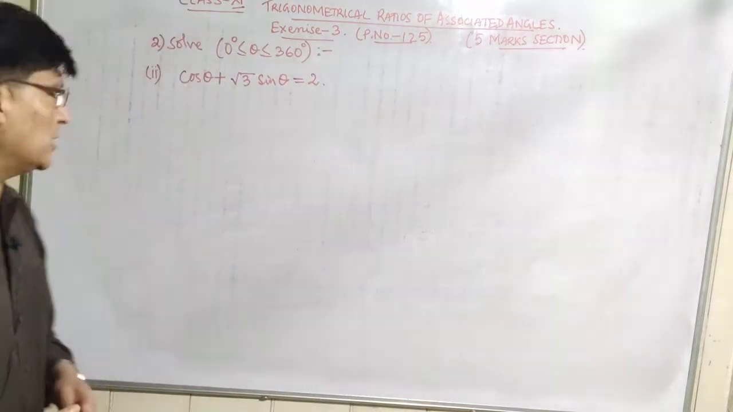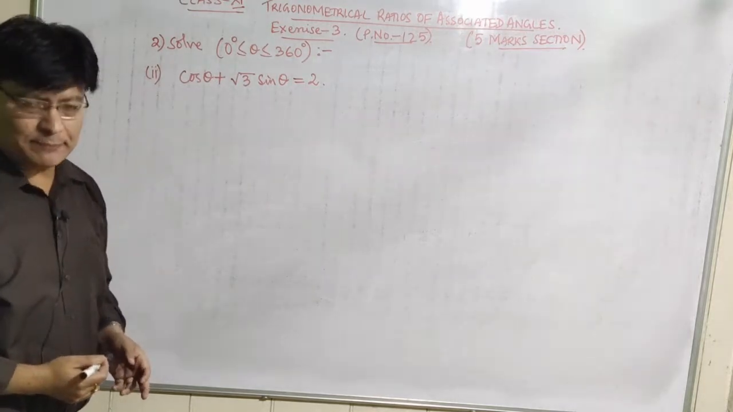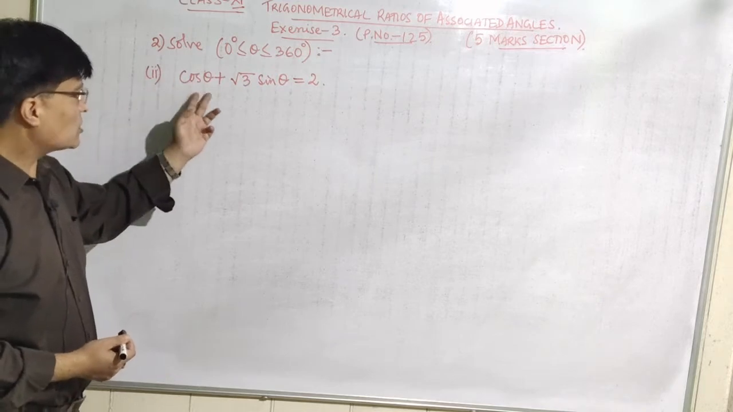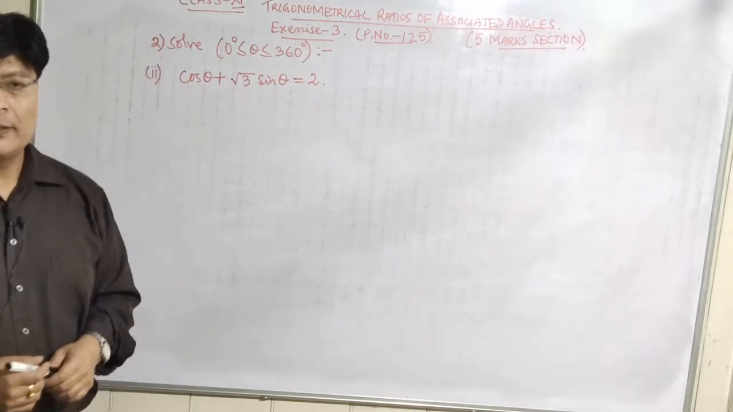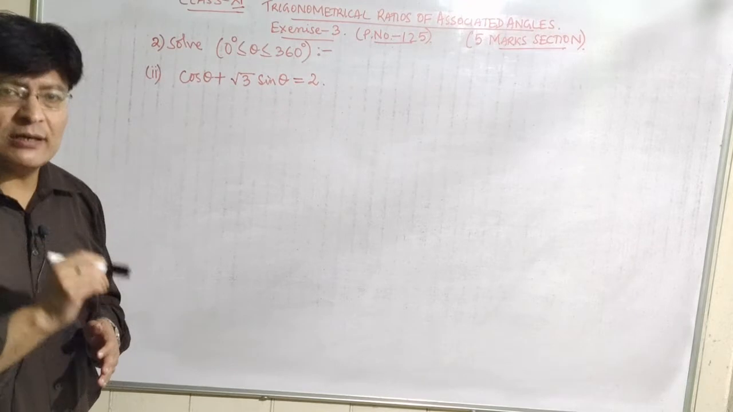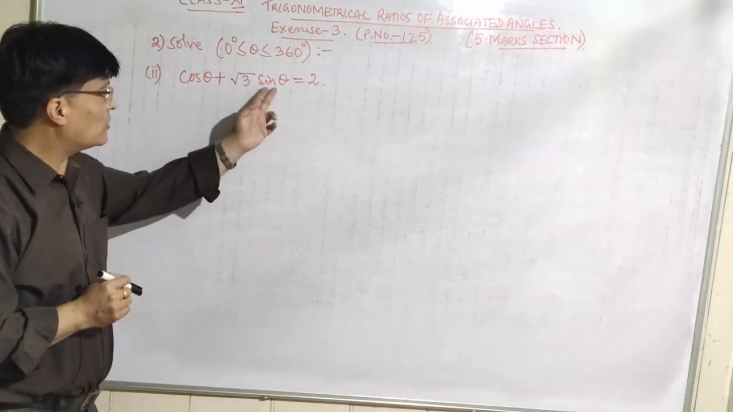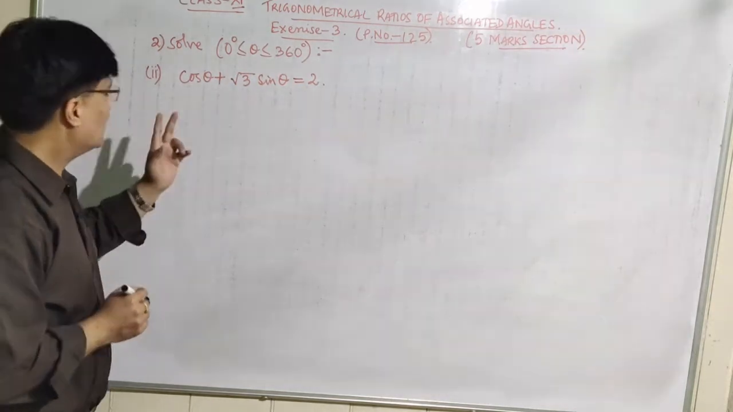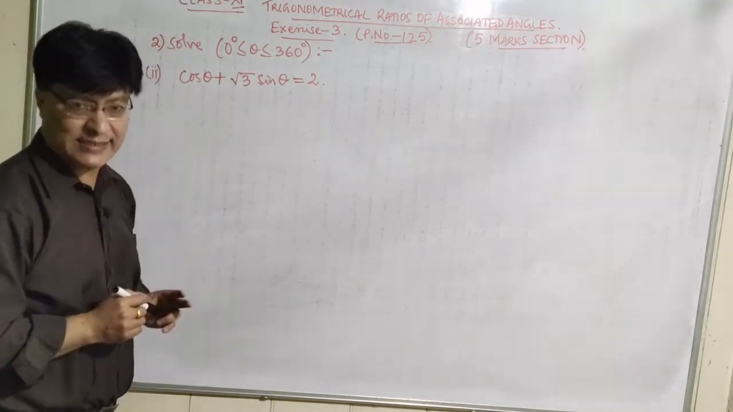So now we'll do the next question, that is number 2. Here also you have to solve it. That means you have to get the value for theta, and theta lies within 0 degree and 360 degree. The question is cos theta plus root over 3 sin theta is equal to 2. So now let us convert this into a single trigonometric function. Either you keep cos theta as it is and convert sin theta into cos, or you convert cos theta into sin theta and keep sin theta as it is.